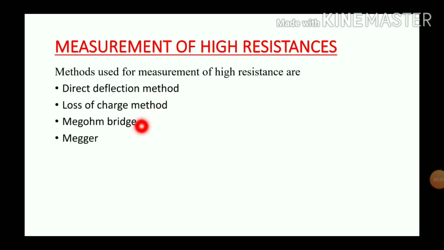In mega ohm bridge method, we use a famous Wheatstone bridge philosophy but in a slightly modified way. Megger is one of the most important measuring device used by electrical engineers and is essentially used for measuring insulation resistance only.